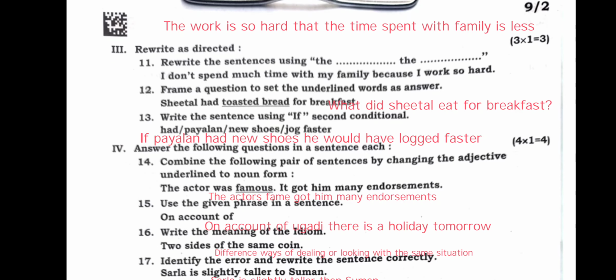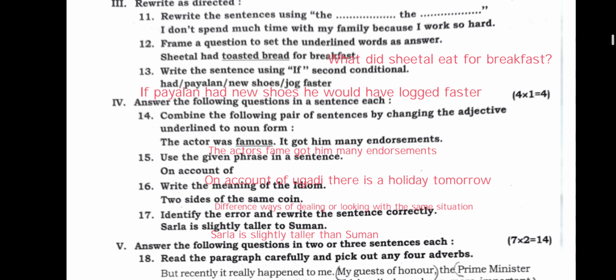So next it is rewrite the sentence using the word so. I don't spend much time with my family because I work so hard. The work is so hard that the time spent with family is less. So the 12th one, frame a question to get the underlined word as the answer. Sheetal has toasted bread for breakfast. So what did Sheetal eat for breakfast? Write the sentence using if, second conditional. If Payal had new shoes, she would have jogged faster.